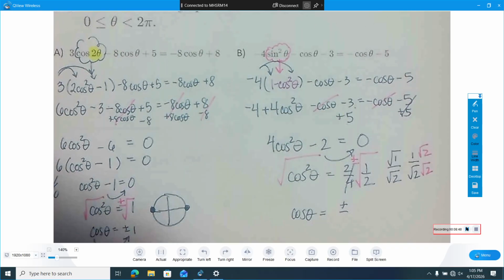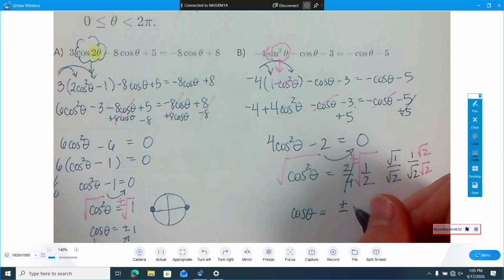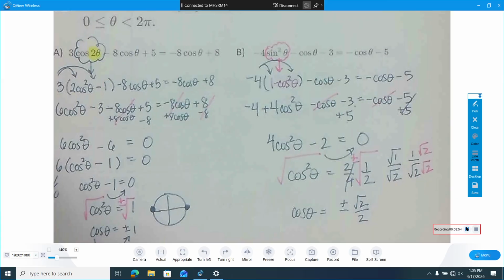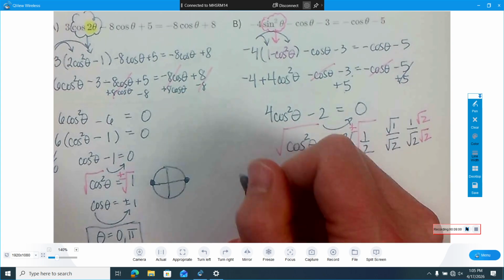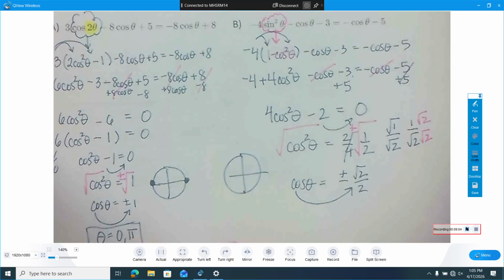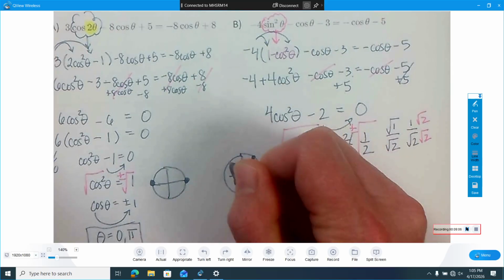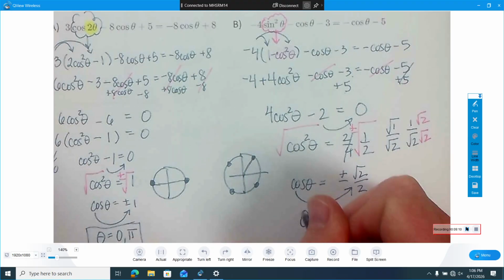Rationalize, good. I just like to make sure, because we haven't done that in a while. So that becomes radical 2 over 2 once you rationalize. And so now we go hit up our unit circle. Where does cosine have a value of radical 2 over 2, positive or negative? All the 45s. So all the pi over 4s.